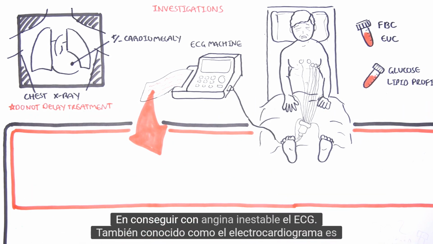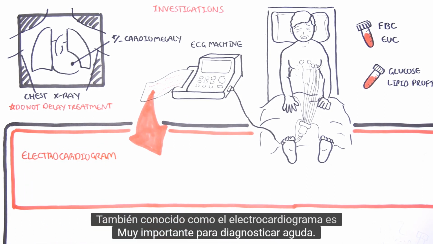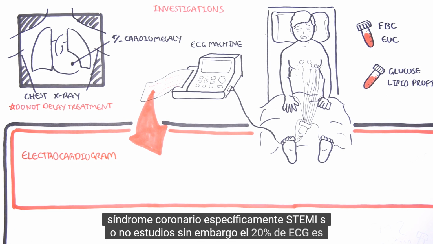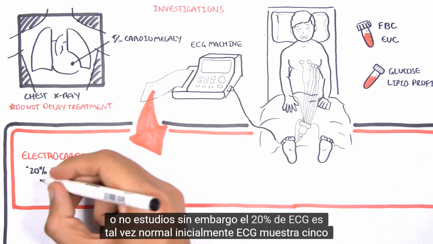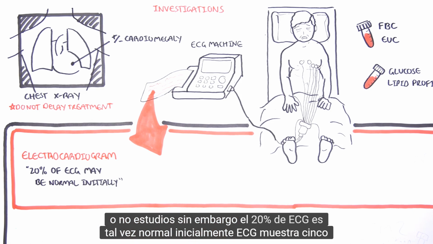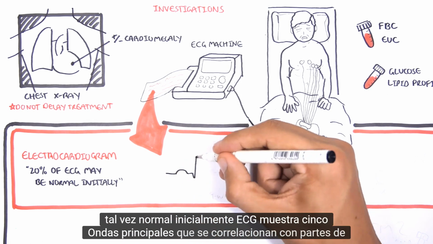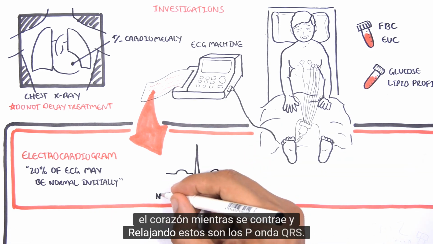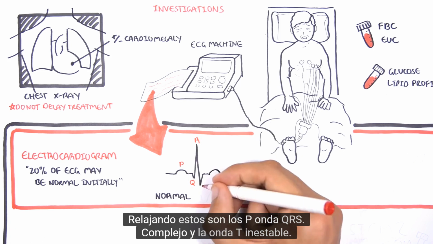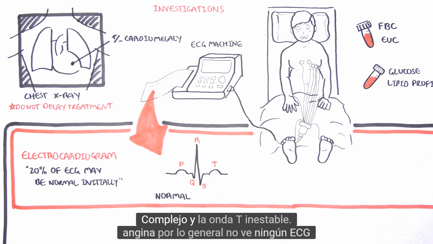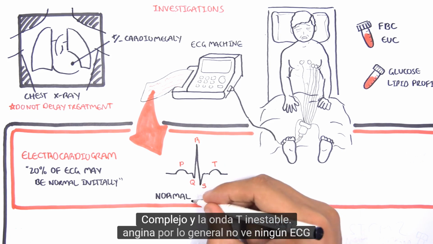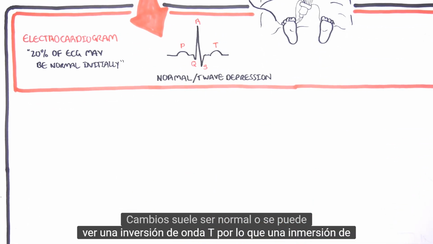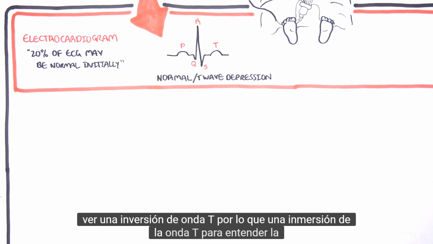The ECG, also known as the electrocardiogram, is very important to diagnose acute coronary syndrome, specifically STEMIs or non-STEMIs. However, 20% of ECGs may be normal initially. The ECG shows 5 main waves, which correlate with parts of the heart while it's contracting and relaxing. These are the P wave, QRS complex, and the T wave. In unstable angina, you don't usually see any ECG changes. It is usually normal, or you can see a T wave inversion, so a dipping of the T wave.